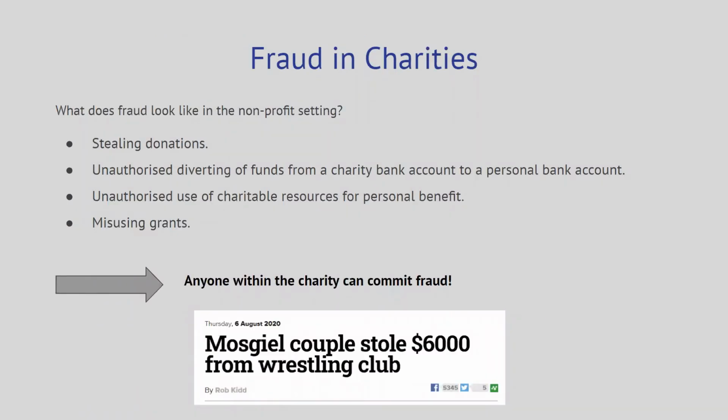Thanks, George. So now we'll move our discussions onto what fraud looks like in the not-for-profit setting. This could include stealing donations, unauthorised diverting of funds from a charity bank account to a personal bank account, unauthorised use of charitable resources for personal benefit. So that may include maybe using fuel cards, supermarket vouchers, or even overseas travel. And fourthly, misusing grants, such as underspending on the grant and then manipulating documentation to hide where the money has gone. A recent example of this actually happened in Mosgiel, where a couple stole $6,000 from a wrestling club.